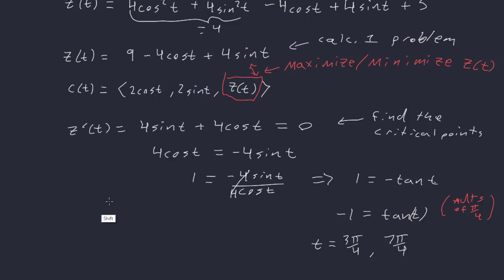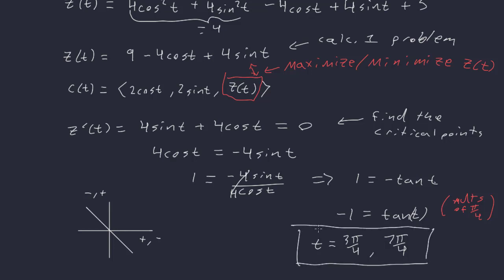Okay, sometimes I have to draw the picture here, so that was terrible. Let's try that again. Yeah, so 45-degree angles, and here this is where x is negative and y is positive, and this is where x is positive and y is negative. So tangent is going to be negative 1 in these two quadrants at these two angles. Okay, so these are the critical points.